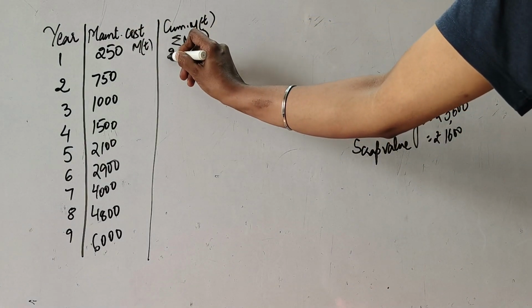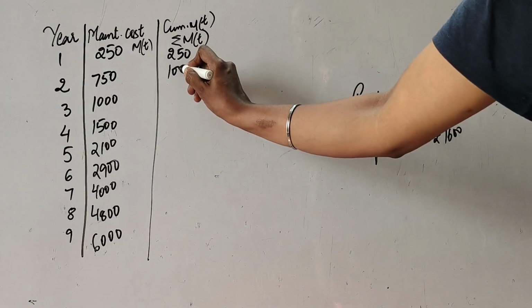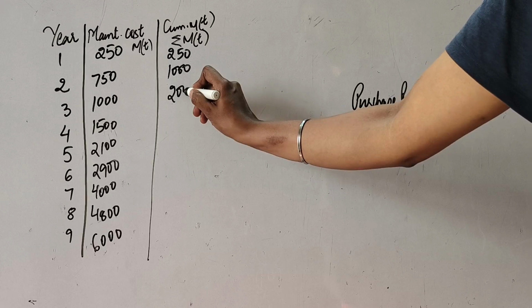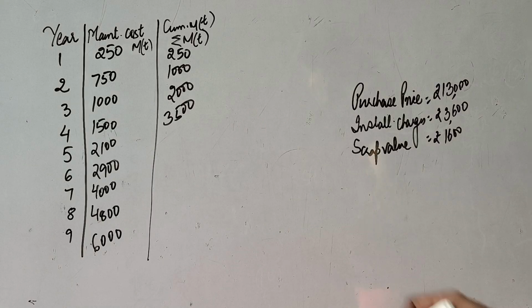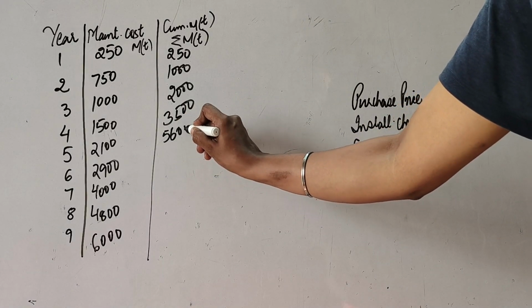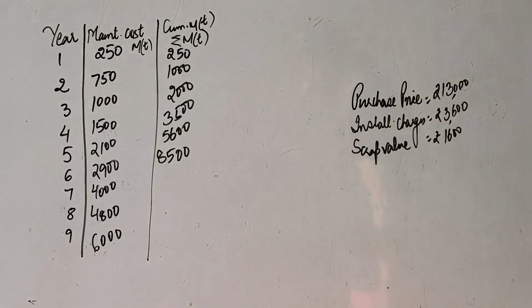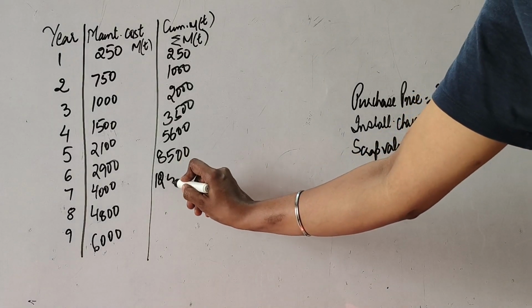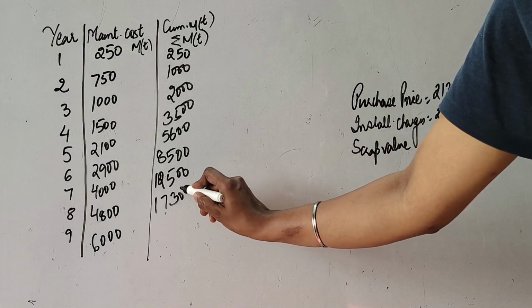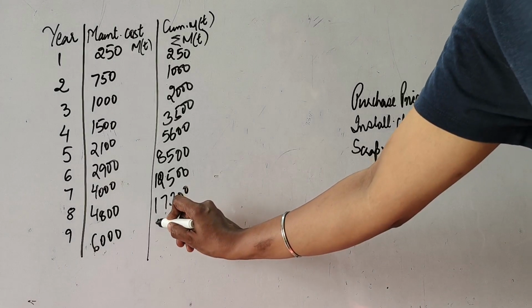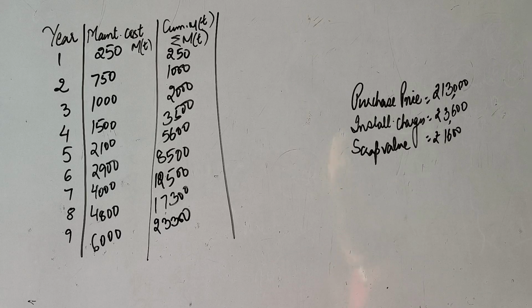The first year the cost is 250. In the second year, 250 plus 750, it will be 1,000. 1,000 plus 1,000 is 2,000, plus 1,500 is 3,500, plus 2,100 is 5,600, plus 2,900 is 8,500, plus 4,000 is 12,500, plus 4,800 is 17,300, and plus 6,000 is 23,300. So first of all, in the table you have to take the cumulative maintenance cost, total maintenance cost, right?